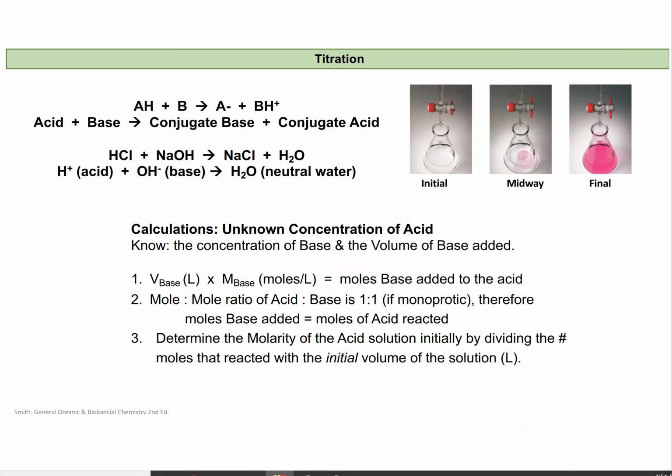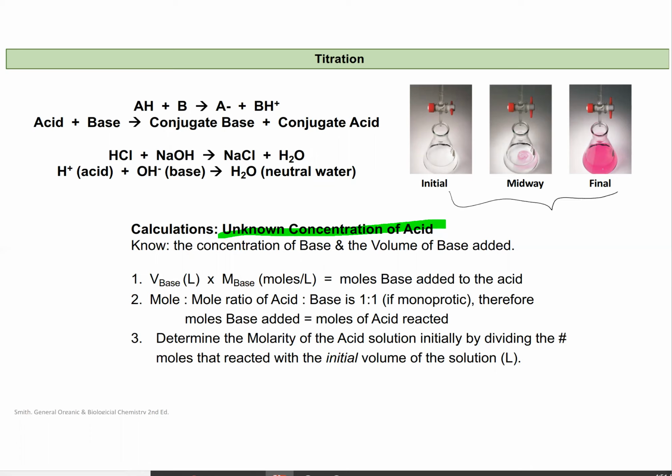So if we do not know the exact concentration of either an acid or a base, we can add the opposite. So if I don't know the concentration of an acid, then I can add a base with a known concentration until I neutralize it completely.